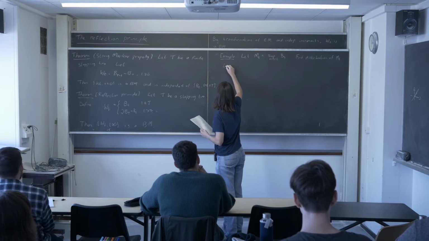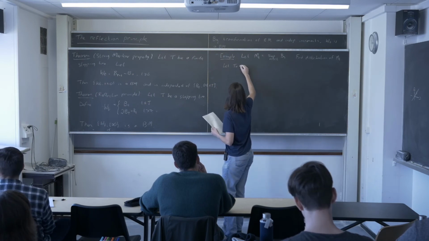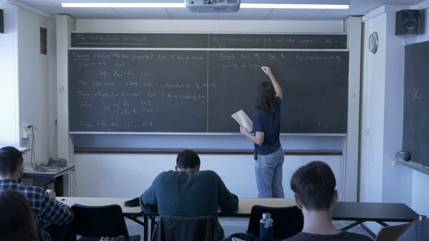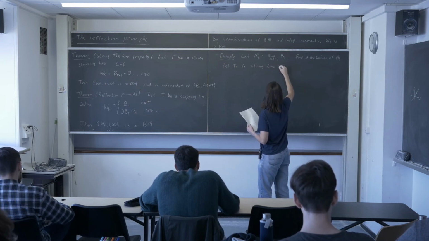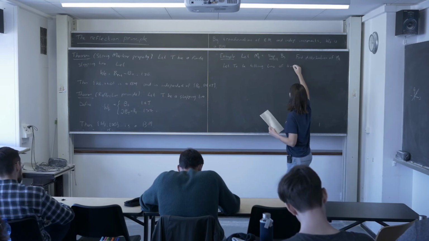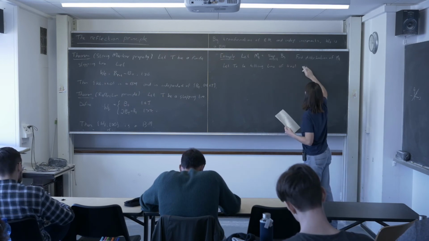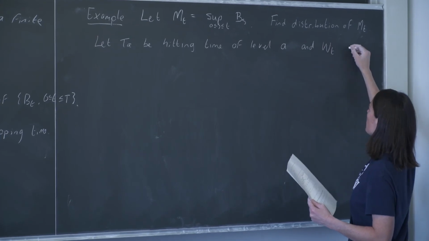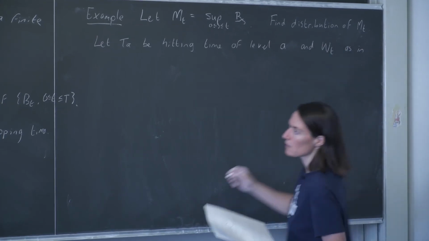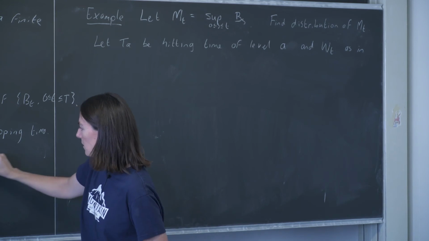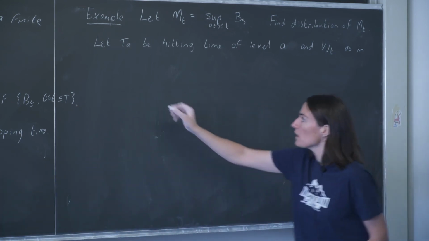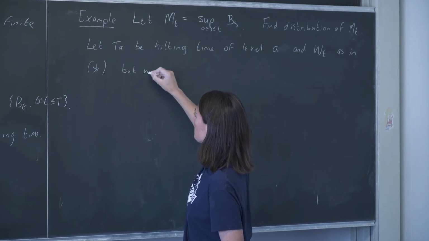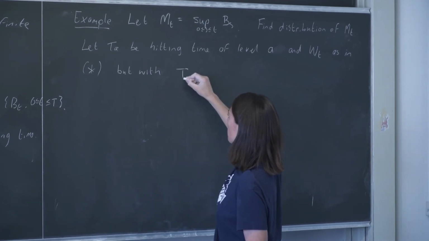So let T_a be the hitting time of level a, and let W_t be as in the star, but with T replaced by T_a.